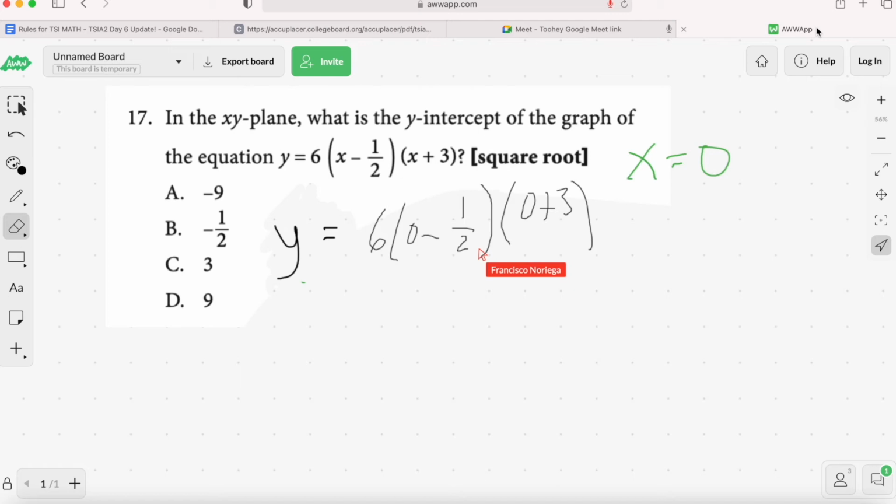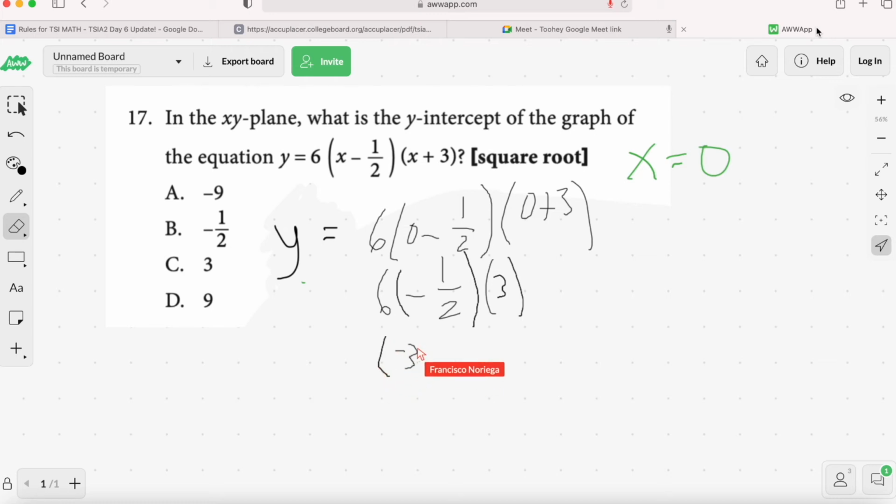Let's PEMDAS this. Let's calculate what's inside the parentheses. We'll start there. What's 0 minus 1/2? Negative 1/2. Looking good. And then 0 plus 3 is just 3. Great. What do you want to do now? You could use the calculator if you're worried about operations with fractions, or you could probably use common sense here to figure out what 6 times negative 1/2 is. Yeah, that's negative 3. Absolutely.